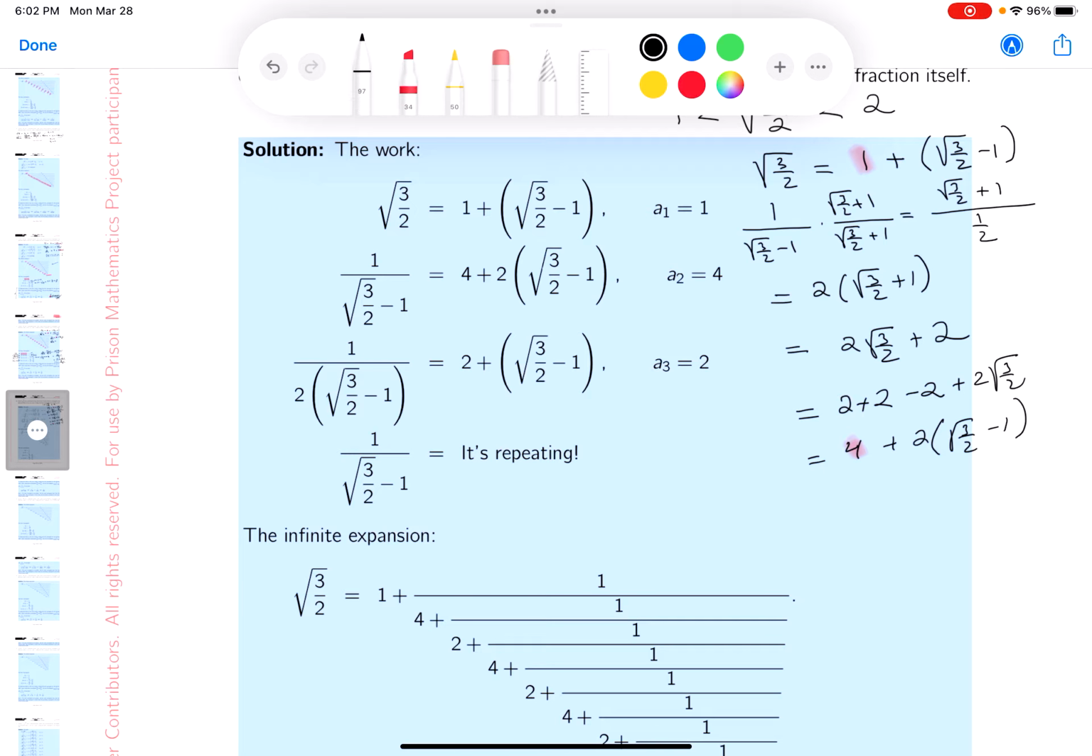Right, so what am I going to do now? I'll write this one down. I need the reciprocal. And the reciprocal of this thing is going to be 1 over 2 root 3 over 2 minus 1.